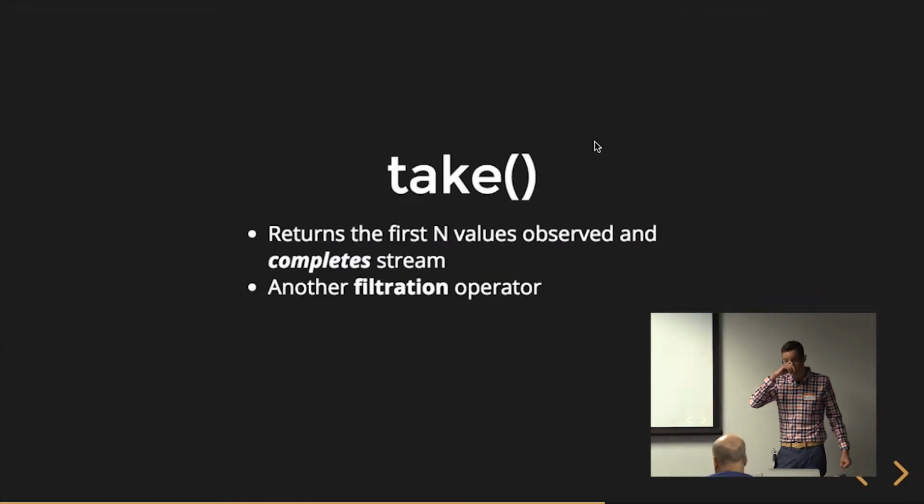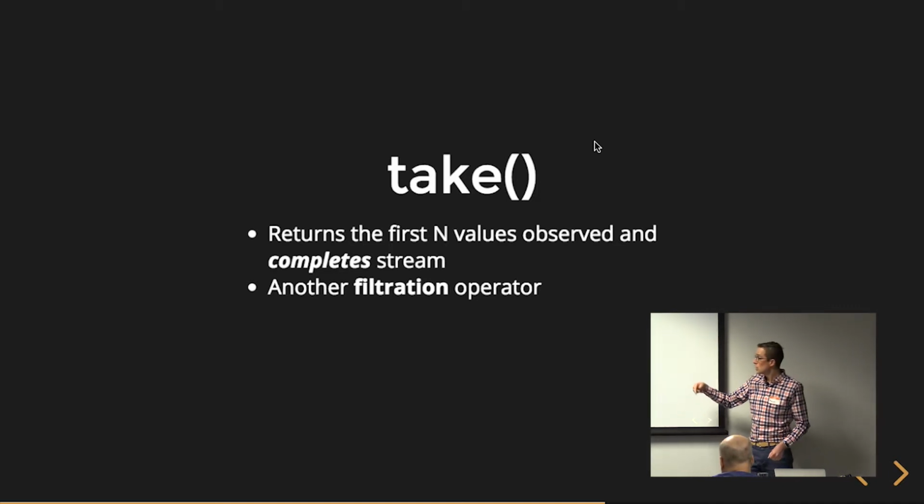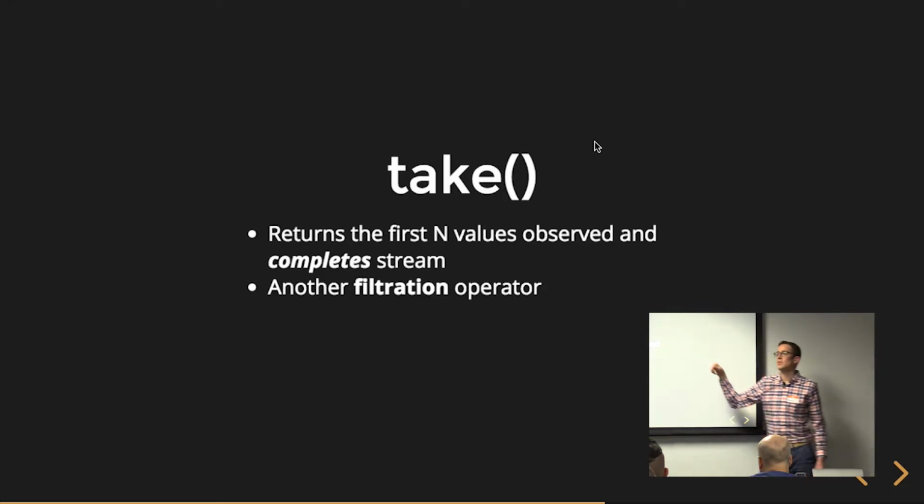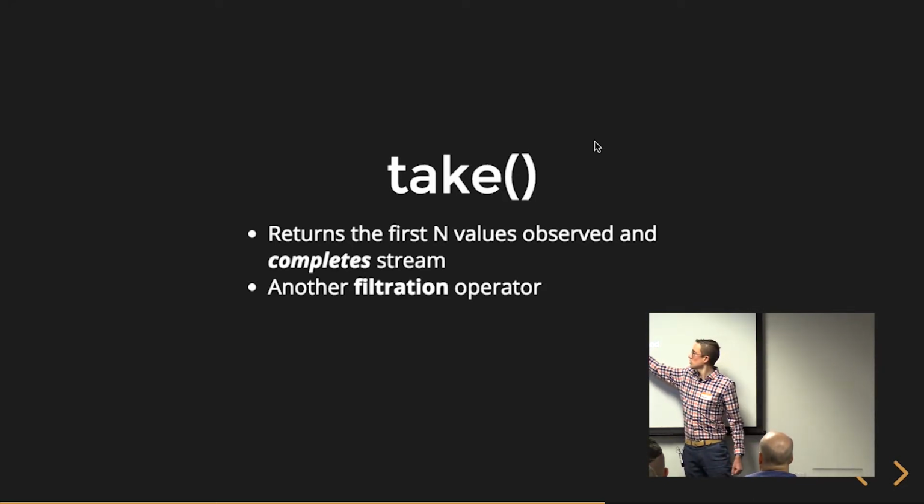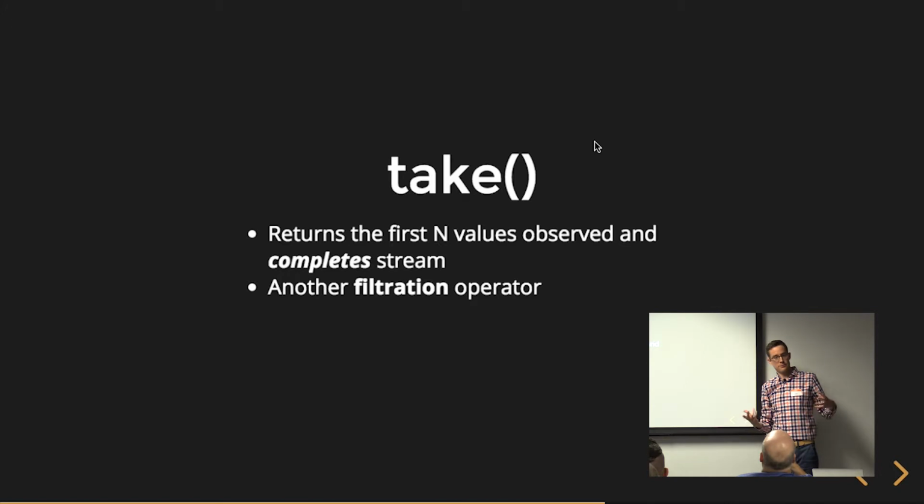Very similar to first and last, but now I can actually provide a number of values that I want to observe, and it'll complete that stream after it's taken those values. So you can almost think of take, if I put the integer 1 in here, it's kind of like first, right? Just take 1 and then complete. But let's say for whatever reason I'm interested in the first 2 or 3 or whatever n number of values. And so you can provide that.